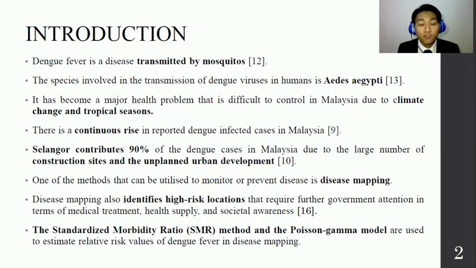So one of the methods that can be utilized to monitor or prevent the disease is disease mapping. It can also identify the high-risk locations that require further government attention in terms of medical treatment, health supply, and societal awareness. The standardized morbidity ratio (SMR) method and the Poisson-Gamma method are used to estimate the relative risk value of dengue fever in disease mapping in this study.